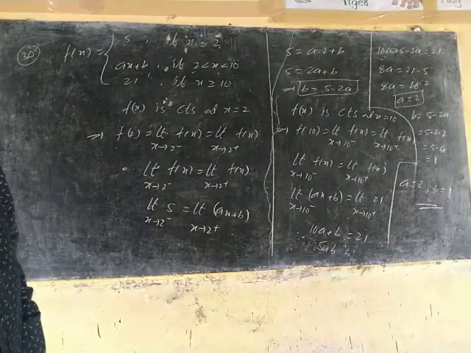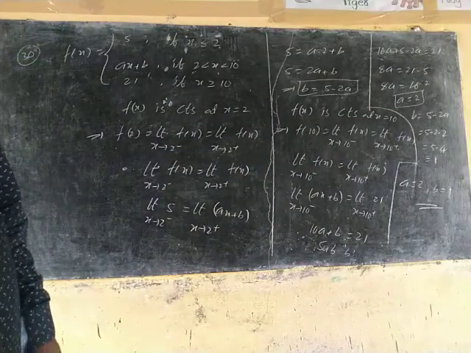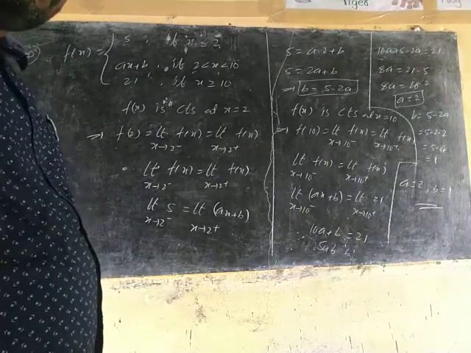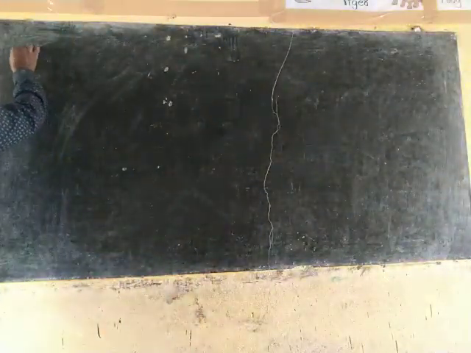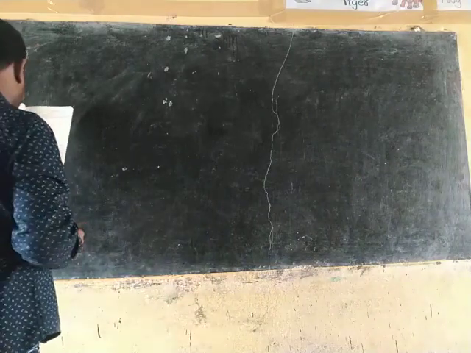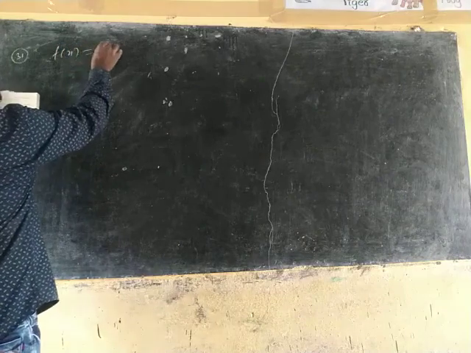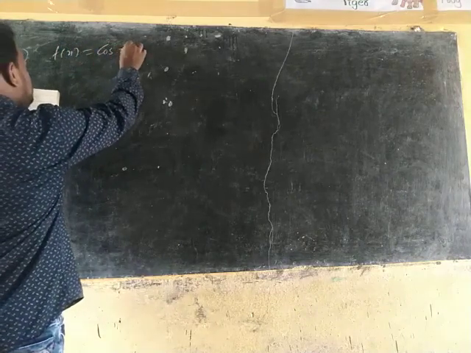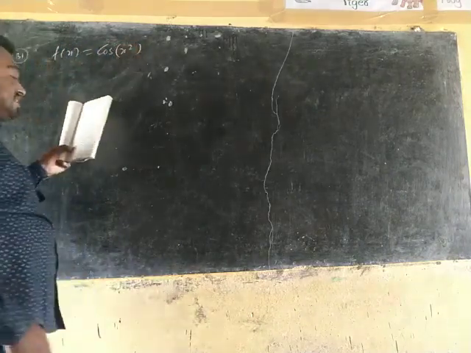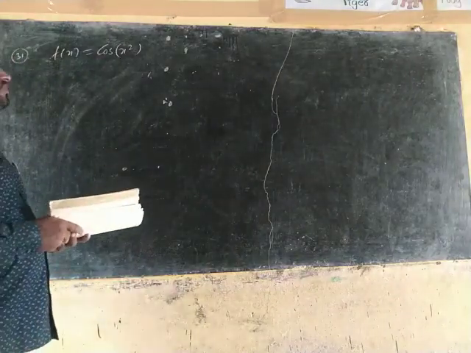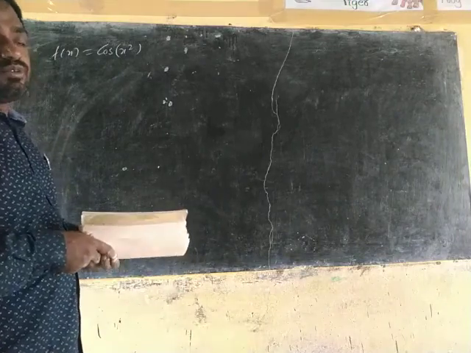Next, question number 31. Question number 31 says, show that the function defined by f of x equals cos of x square is a continuous function. Cos of x square is a continuous function, we need to prove.